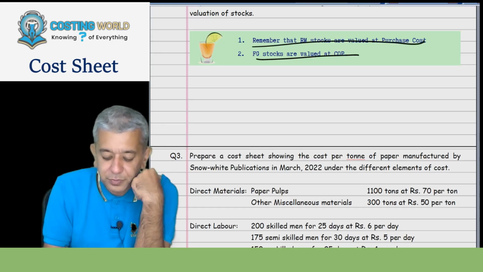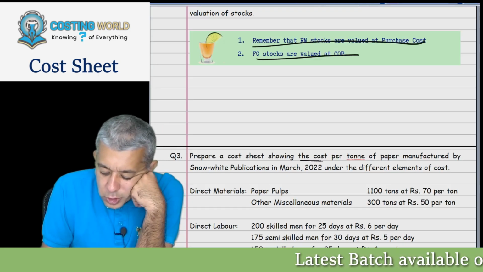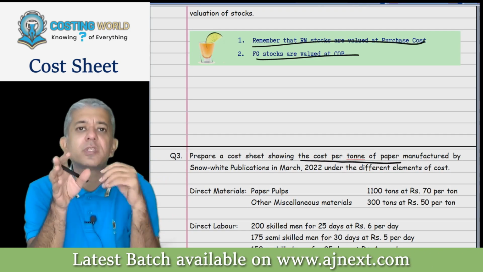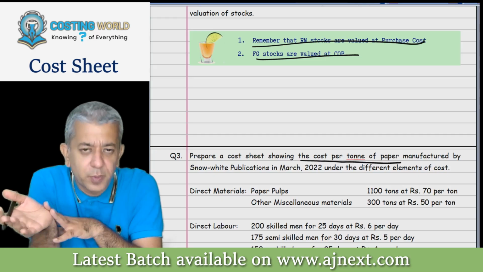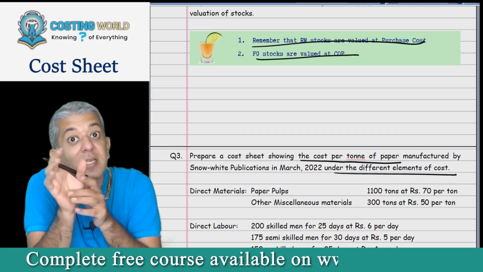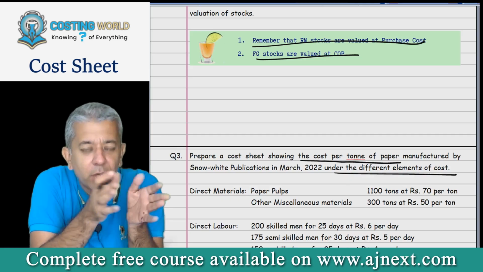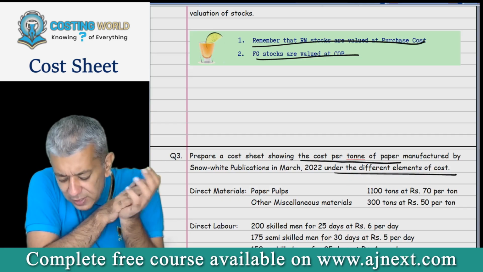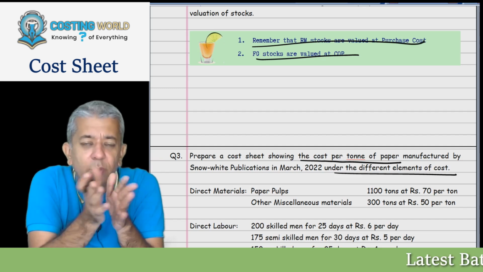told in the question. Prepare a cost sheet showing cost per ton. So, it was given to you, find out cost per ton, okay, under different elements of cost. So, for everything, it had told you find out per unit cost. That's why we all did it. Else, in any case, it was not required in this particular question last time.